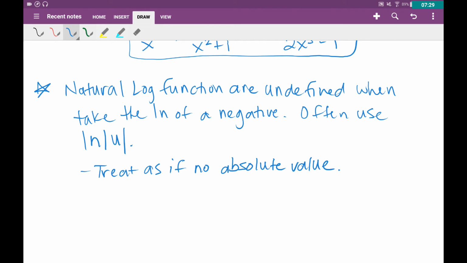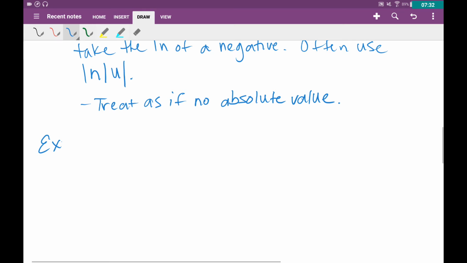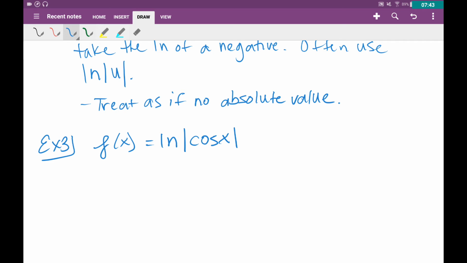Okay, so let's look at an example of what this would look like. Example 3 here. I want to take the derivative of the natural log of the absolute value of cosine of x. But again, remember, you're just going to treat it as if it wasn't an absolute value. So do the derivative of what's inside. If you remember, the derivative of cosine of x is negative sine of x, over whatever's on the inside, which is just cosine of x. Okay, and then sine of x over cosine of x is simply just tangent of x.